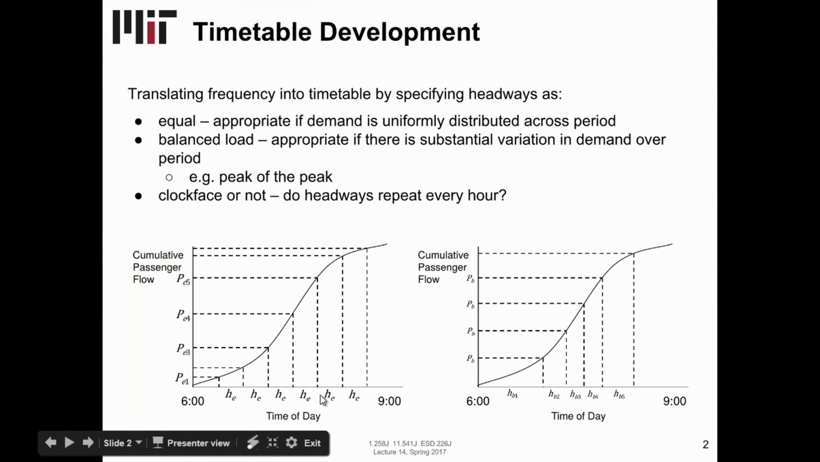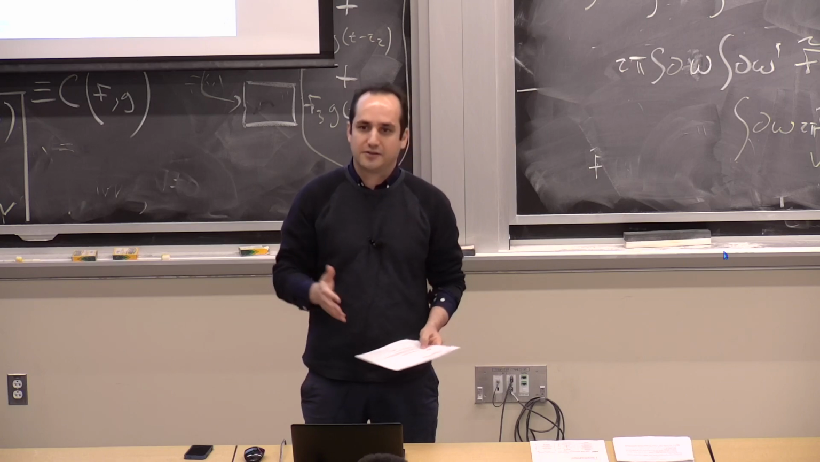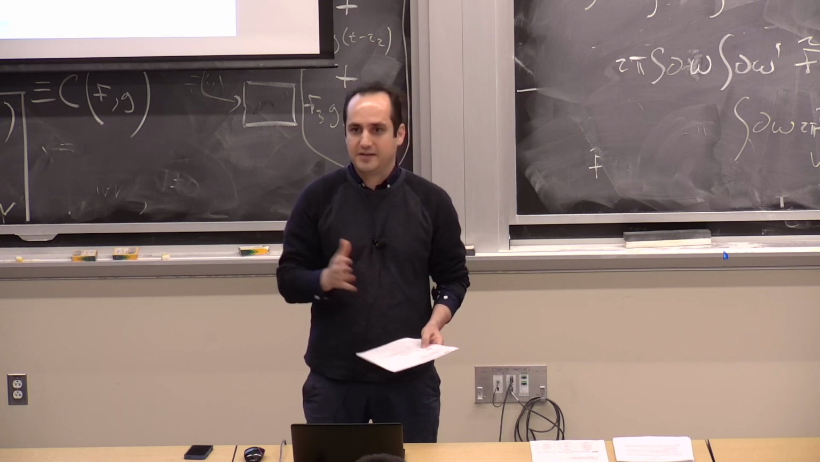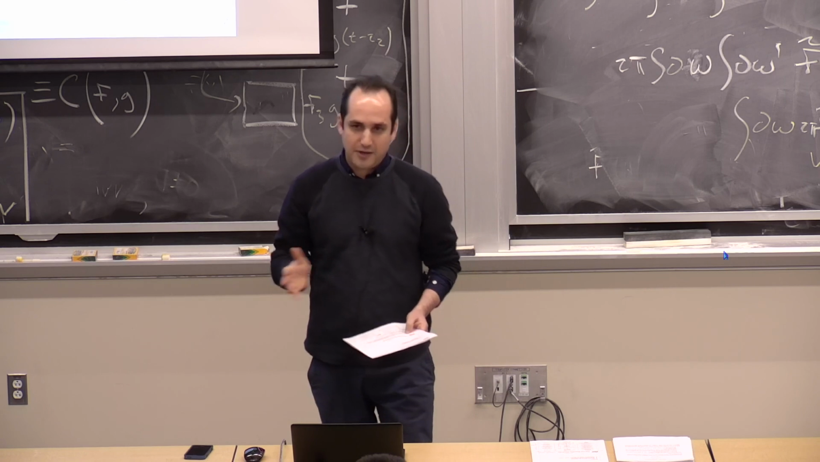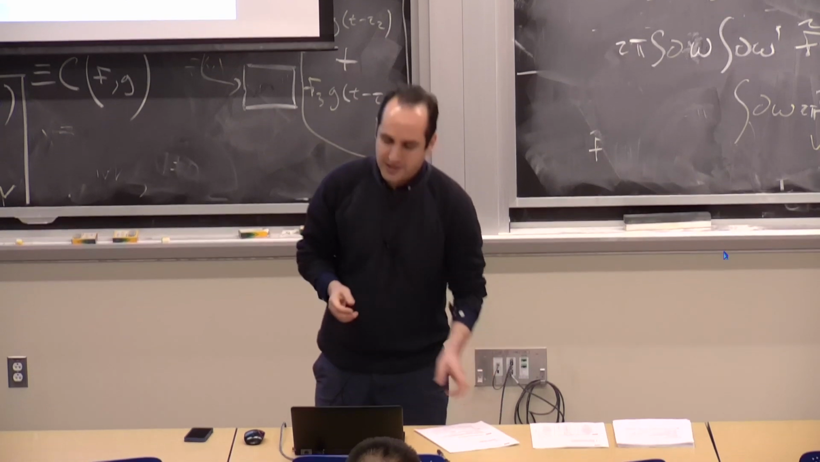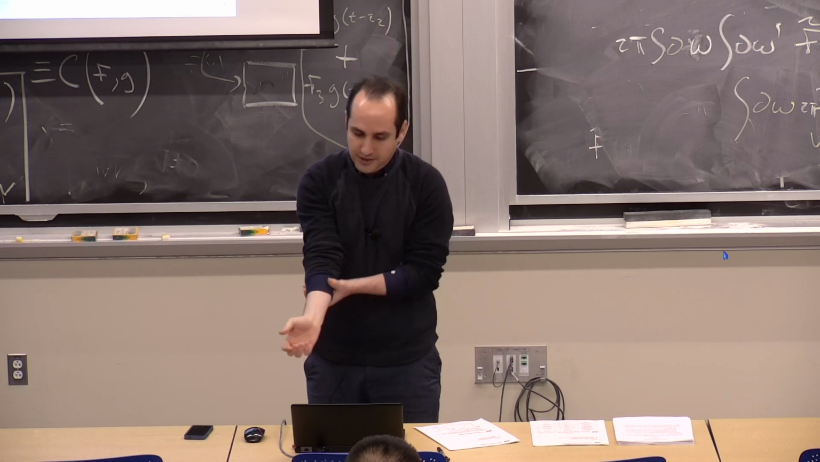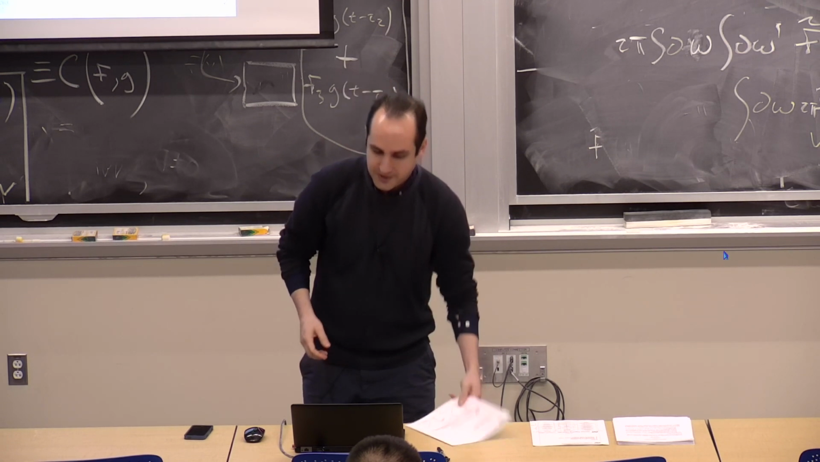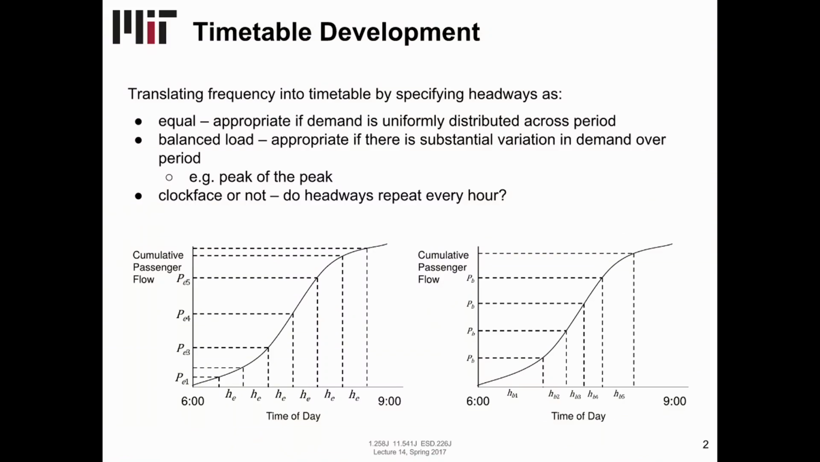If you look at the figure on bottom left here, we have an example of even headways. However, if the demand is not uniformly distributed during the period, for which the example could be the peak of the peak, that is usually happening, depending on the network, it may vary, but usually between 7 and 8, 7:30 and 8:30, then you may want to work out the headways and the timetable in a way to result in balanced loads and equal loads.